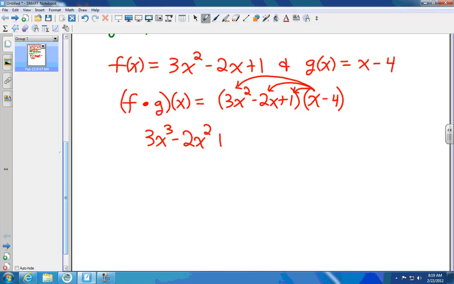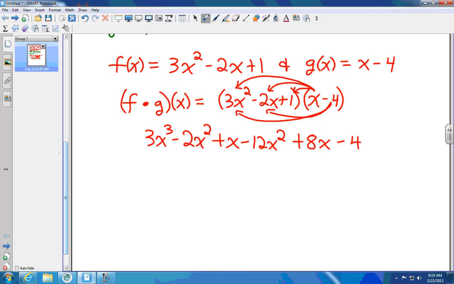And then x times 1 is x. So we've done our x term, now we do the negative 4. So negative 4 times 3x squared is minus 12x squared. Negative 4 times negative 2x, what? Plus 8x. Who said cubed? This one doesn't have an x, so it's just negative 4 times 1, and then minus 4.